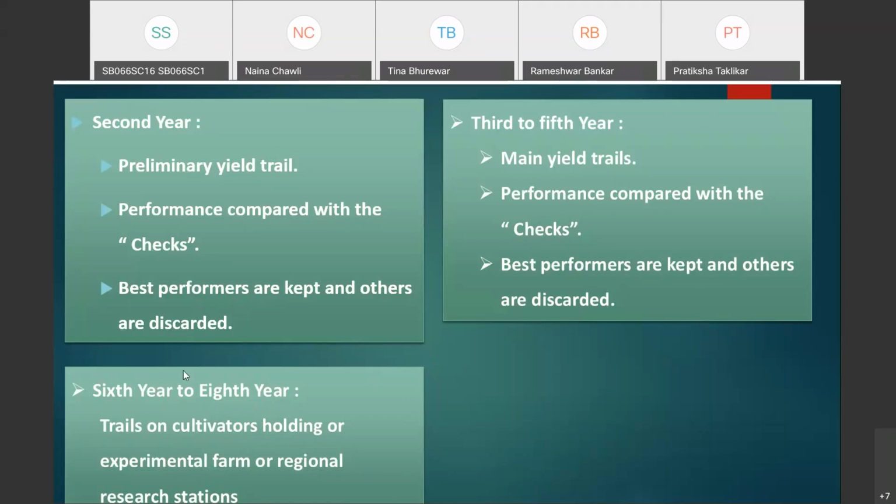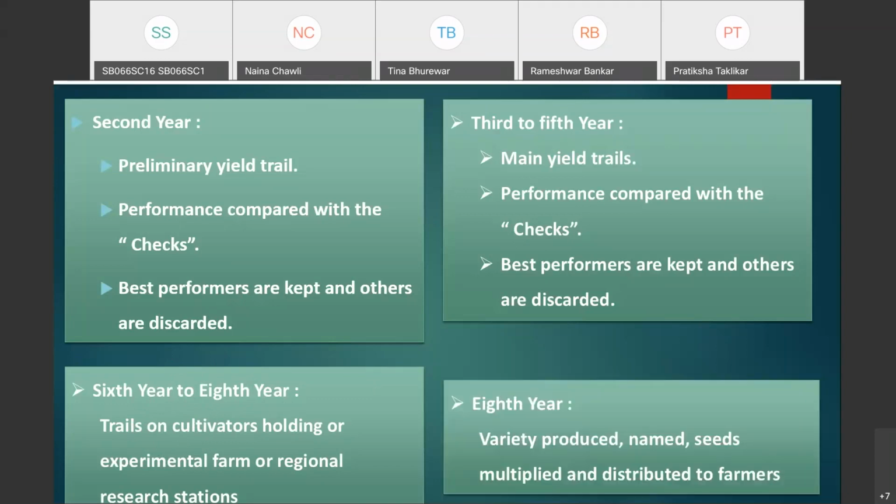Okay, these are the activities which are carried out in the sixth year to the eighth year. Trials on the cultivators' holdings or the experimental farm or the regional stations are generally to determine the adaptability, whether these strains get adapted to the wider environmental conditions or not. And later on in the eighth year, the variety produced and named, their seeds are multiplied and distributed to the farmers.